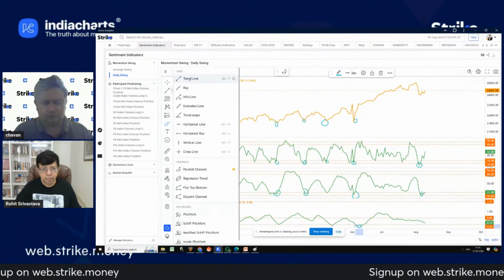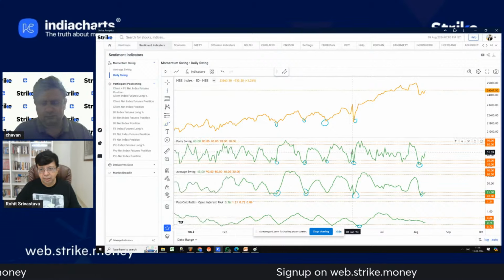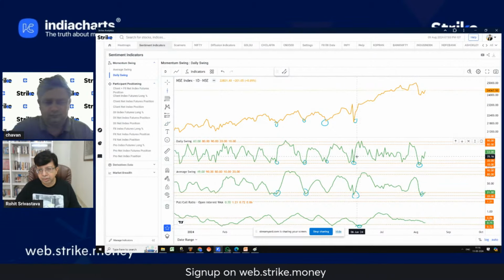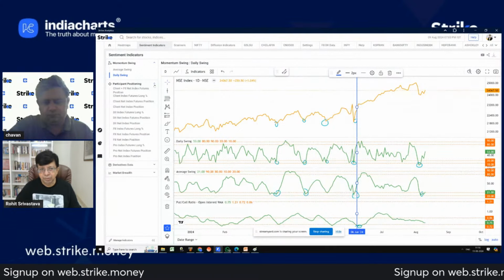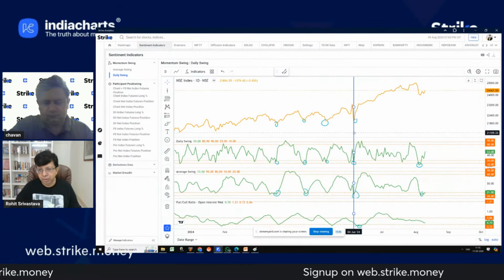So this is a combination of all 3, meaning this one also got oversold, this one also did, and then a few days later the third one also got oversold. All three, when all three get oversold, sometimes the PCR, because it's a 9-day average, can get oversold a few days after the swing indicators.